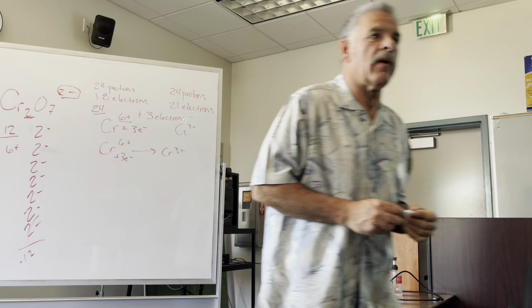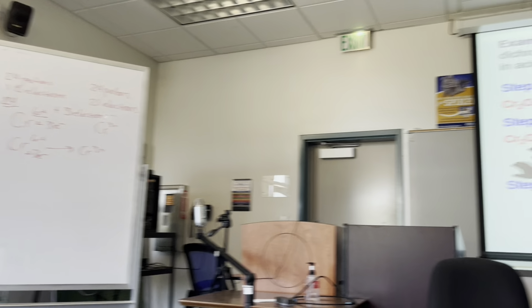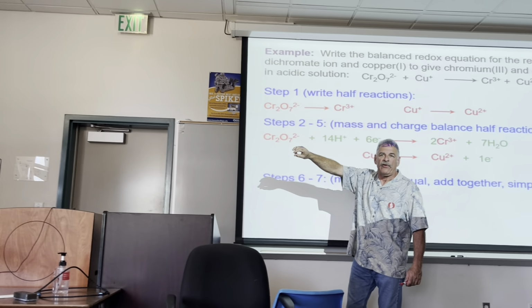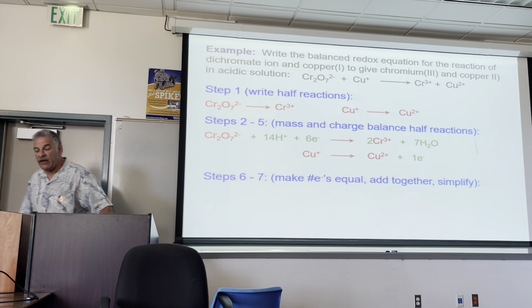Man, it's a lot. Are there faster ways? I just didn't know why it was chromium 6 until I read the actual directions. Yeah, so you have to pull out the oxidation state yourself. Okay. You guys with me? Yes.